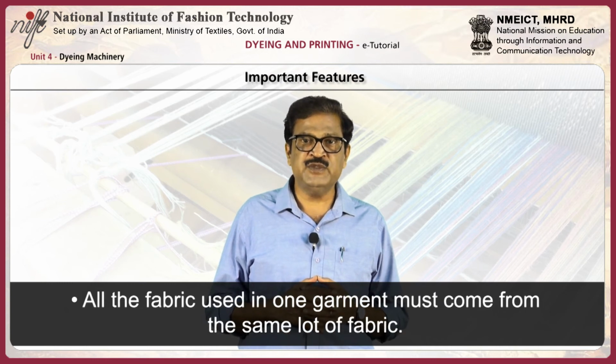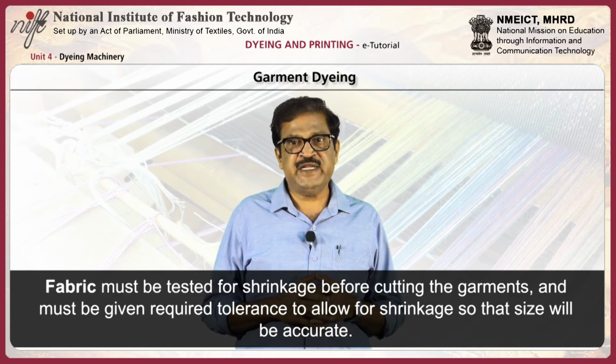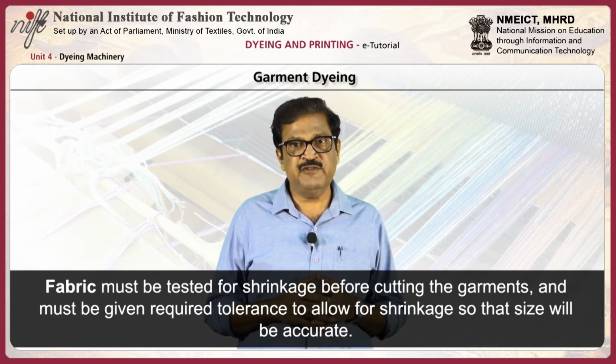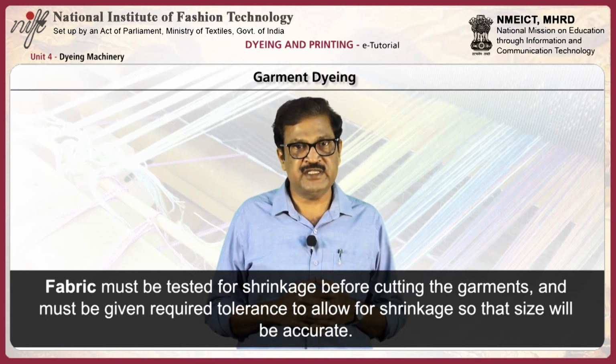All the fabric used in one garment must come from the same lot of fabric. Fabric must be tested for shrinkage before cutting the garments and must be given the required tolerance to allow for shrinkage, so that the size of the product will be accurate.